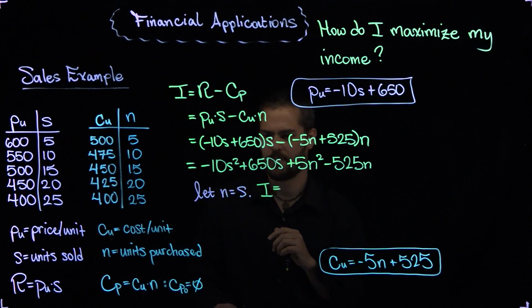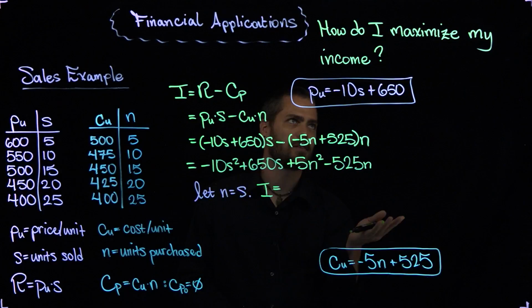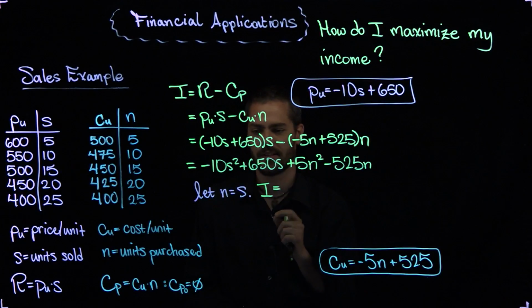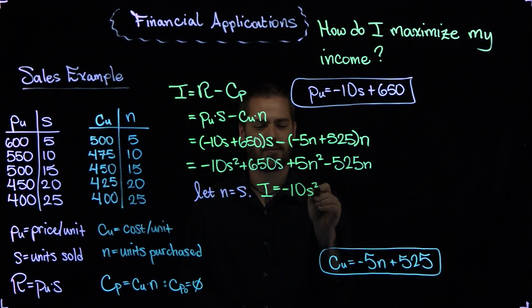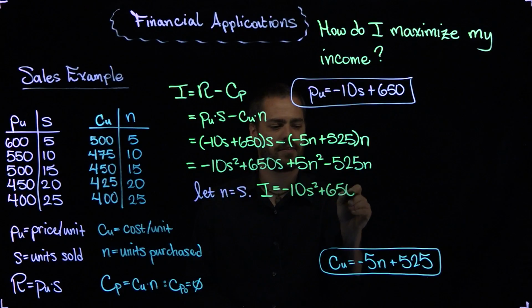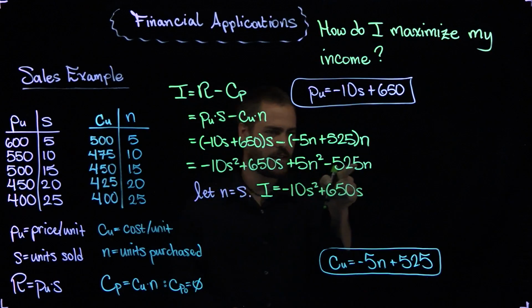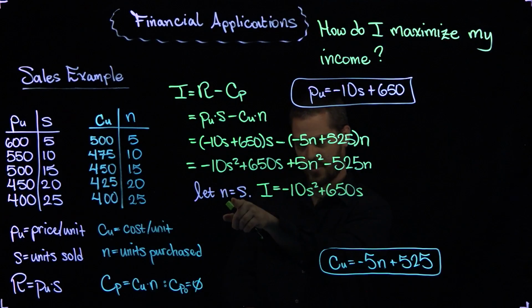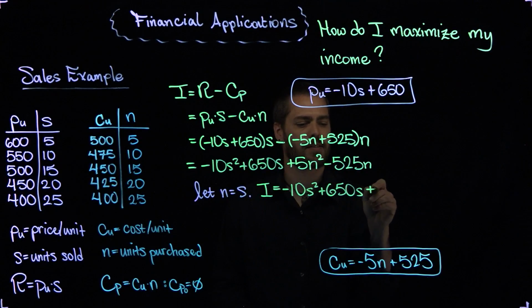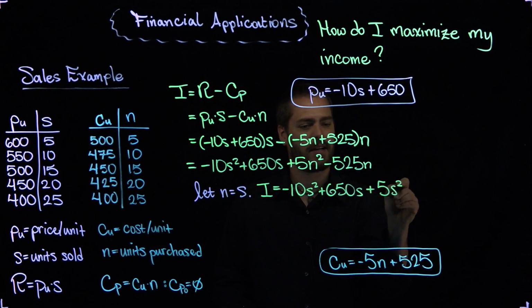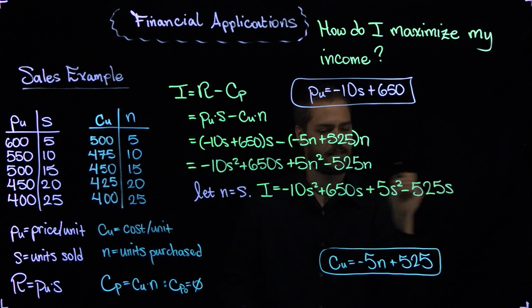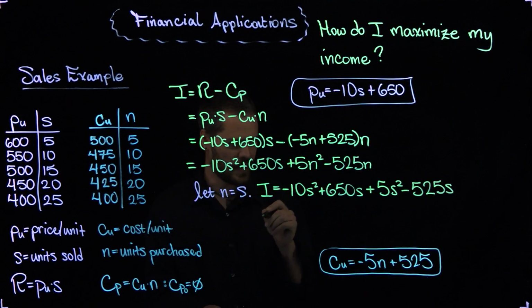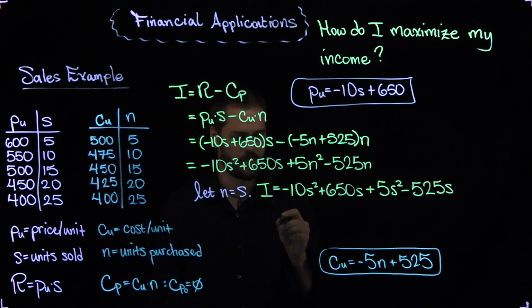So let's say we want to maximize our income in terms of units sold. That means I want to keep an s in my equation. So I'm going to say this is negative 10s squared plus 650s. And where I see an n, I'm going to replace it with an s because I'm trying to let those things be equal. So this is plus 5s squared minus 525s.